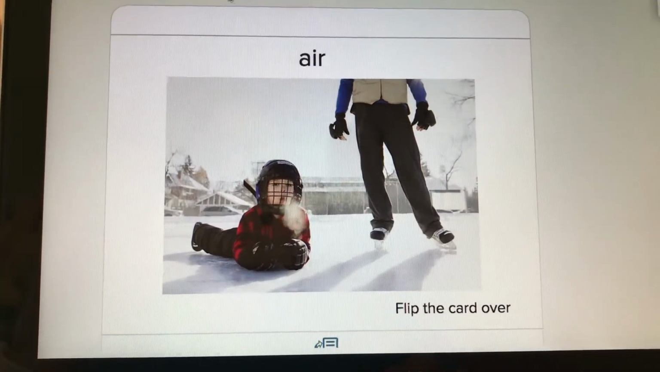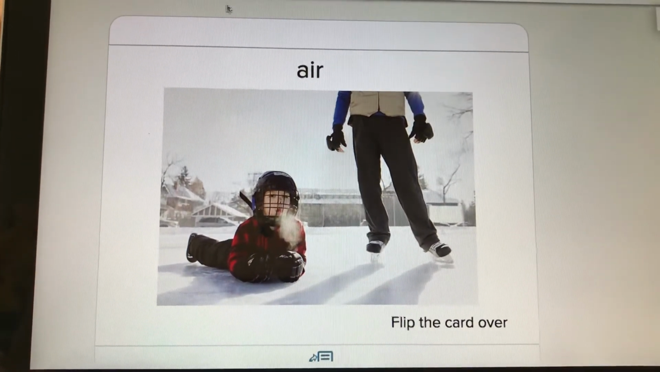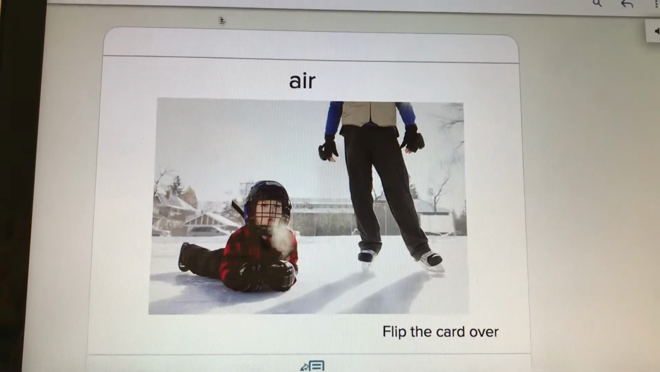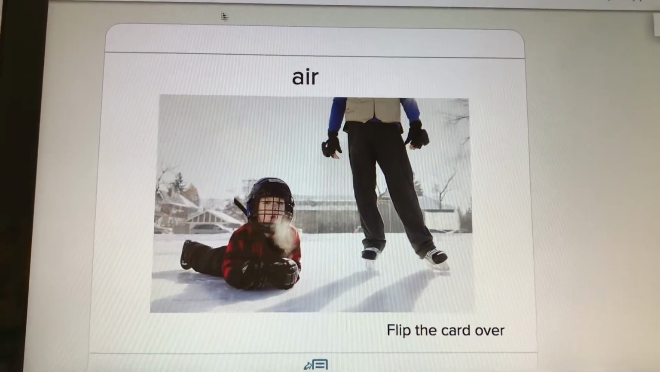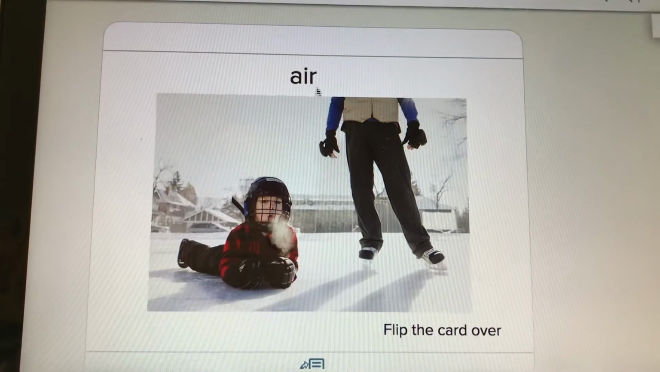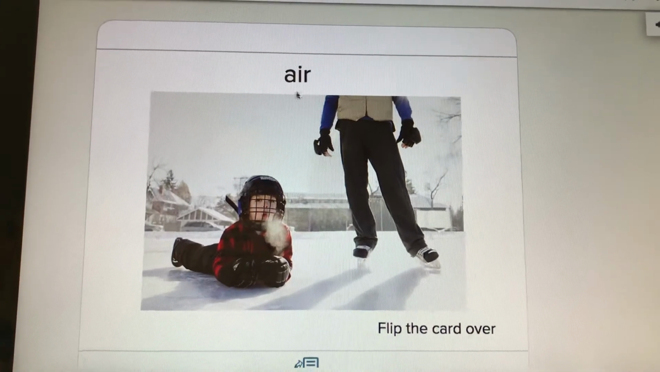Friends, here are some life science vocabulary words that I wanted to go over with you that you might be using in your science journal. The first word is AIR, and that says air.